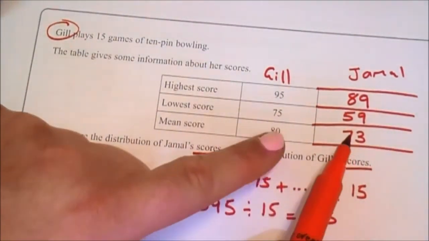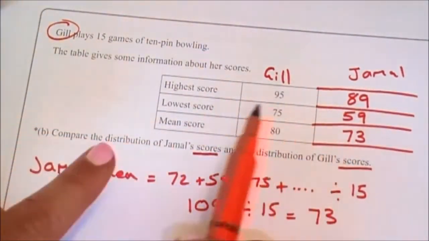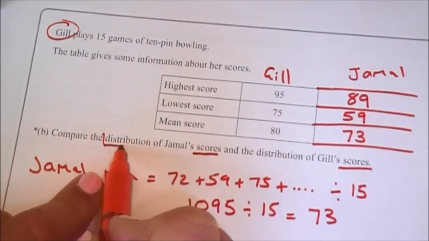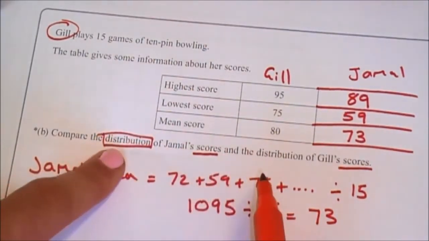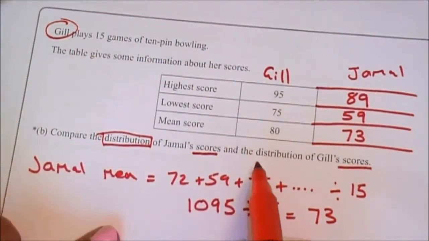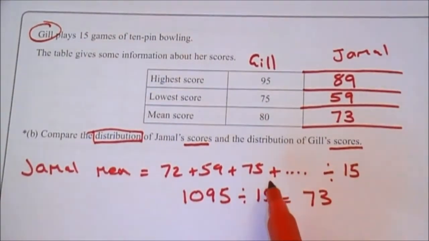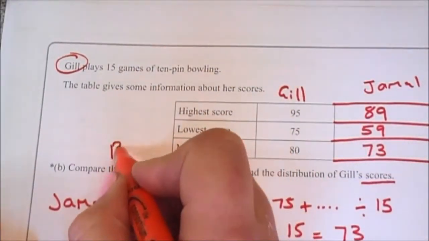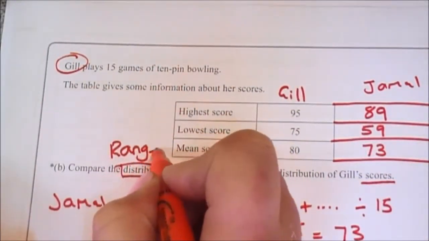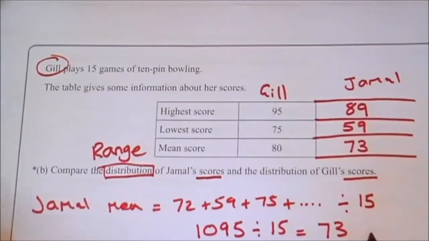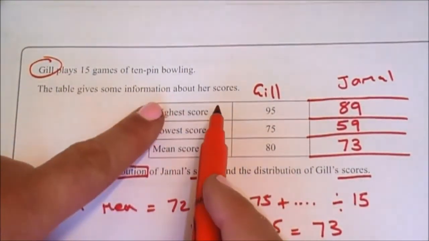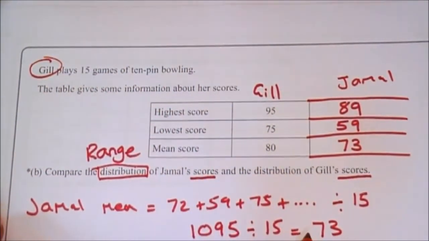Now, brilliant. I've got all of those to compare. However, they want me to compare the distribution. And whenever you're looking at distribution, if you've got upper and lower quartiles mentioned, then we want to be thinking about the interquartile range, but we don't have that here, so it's good enough just to talk about the range of scores. And in order to find the range, you do the highest, take away the lowest.